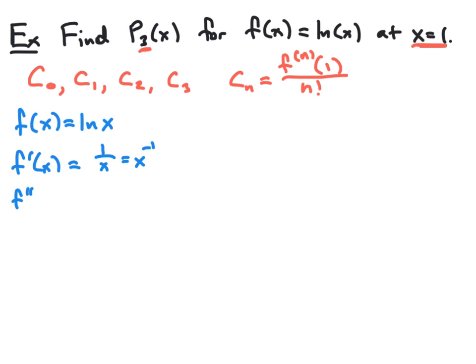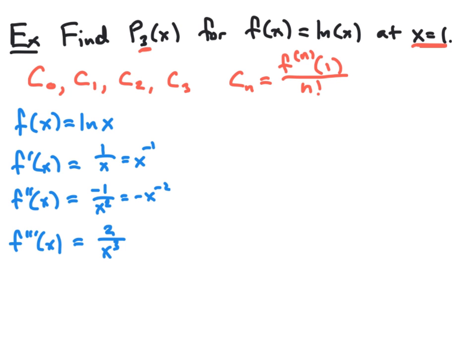The second derivative of f will be the derivative of 1 over x, or x to the negative 1, which will be negative 1 over x squared. Or again, we could write this as negative x to the negative 2. And our third derivative will be the derivative of our second derivative, which will end up being positive 2 over x cubed. Since we want the third Taylor polynomial here, we can actually stop differentiating once we reach the third derivative of our function, which is what we have here.